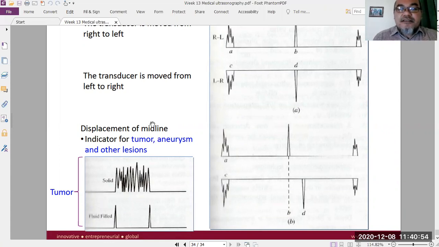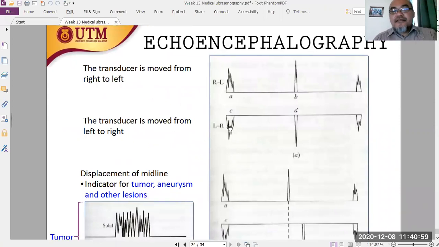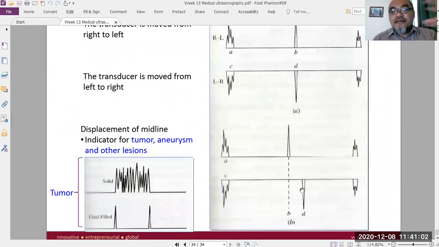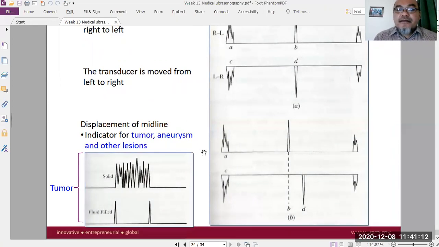And when there is a displacement of the midline, however, when you first move from the right to left and then left to right, it doesn't coincide at the middle part, that will indicate that there is a tumor or aneurysm or other lesions. Yeah. So here, when the spike is like this, it indicates a solid thing. But when the spike is like this, one spike only, it indicates it is filled with fluid.